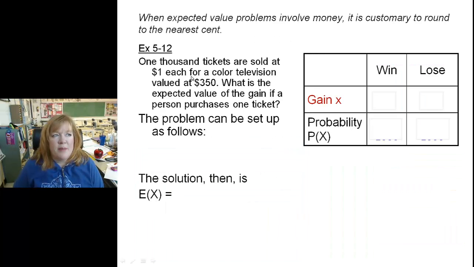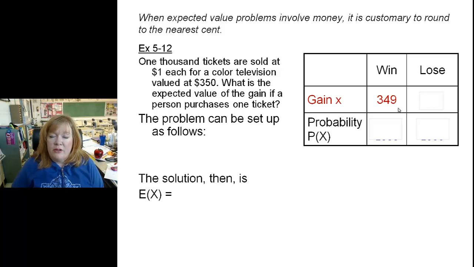Now, let's look at an example of a raffle. So 1,000 tickets are sold at $1 each for a color TV that's valued at $350. What's the expected value of the gain, that's key, if a person purchases 1 ticket? And they have a table set up, and you can set this up yourselves when you do your word problems. So gain of X, you want to say, what's the possible win? If I win, how much will I gain? And your temptation is to say 350, but you had to spend $1 for the ticket. So your actual win would be $349.